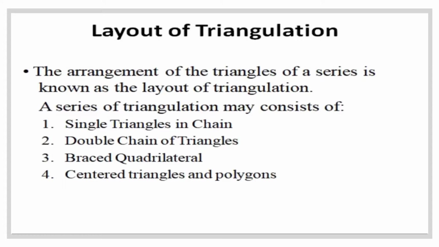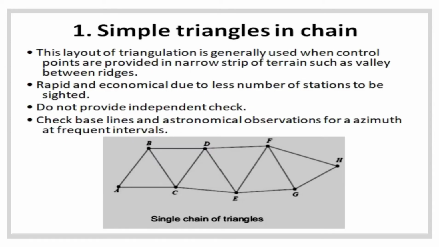A series of triangulation may consist of: 1. Single triangles in chain. 2. Double chain of triangles. 3. Braced quadrilateral. 4. Centered triangles and polygons. So first is the simple triangles in chain.